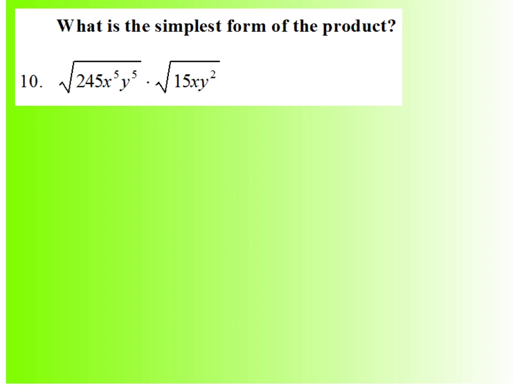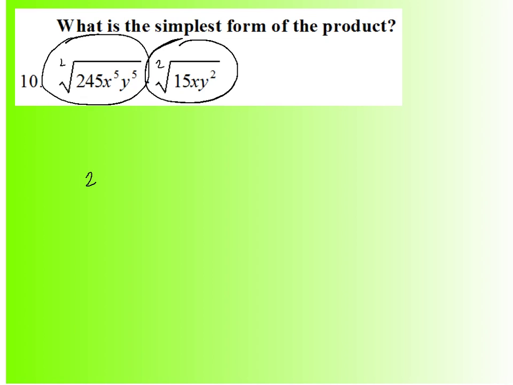Alright, number 10 says, what is the simplest form of the product? So remember, we're allowed to multiply 2 radicals together as long as they have the same index. And they do. They both have an index of 2. So we can just multiply what's inside together and then simplify it. Or we can try to simplify each radical first and then multiply. So that's what I'm going to do. I'm going to simplify this one, and simplify that one, and then I'll multiply them together.